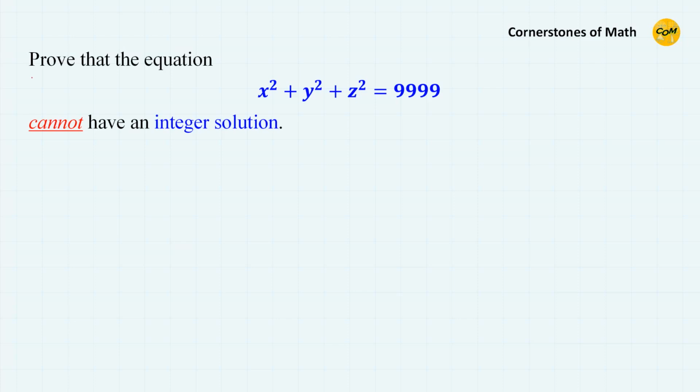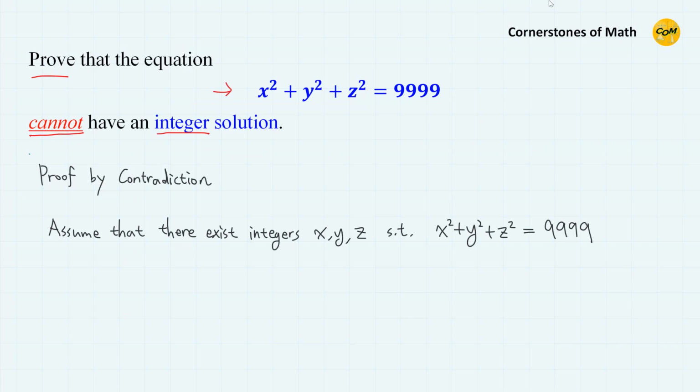Today we are going to prove that the equation x squared plus y squared plus z squared equals 9999 cannot have an integer solution. Okay, that's quite simple. Let's see how we can do this. We are going to use the proof by contradiction approach.